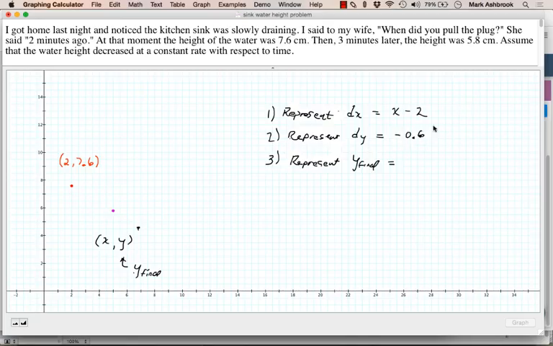M times the change in x, which we just found. Right? If we have constant rate of change, changes in y are m times changes in x. We worked hard on that, and we're going to use it all semester, okay? Finally, representing y final. Jacob.